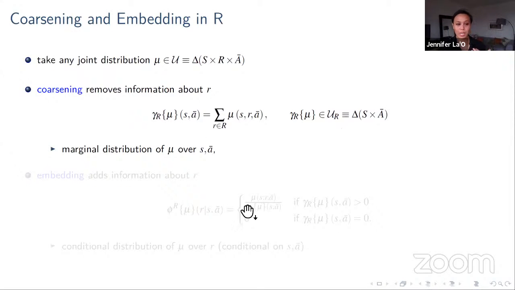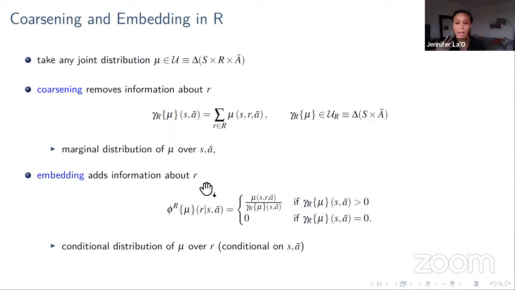So for example, take any joint distribution mu on this space. This is a joint distribution over three things, S, R, and A bar. What we want to do is remove information about R and then add information about R back in. The way you remove information about R is called a coarsening. All you do is sum this distribution over the different R states, so you go to a marginal distribution, gamma R, which is the marginal distribution defined by mu over S, A bar.